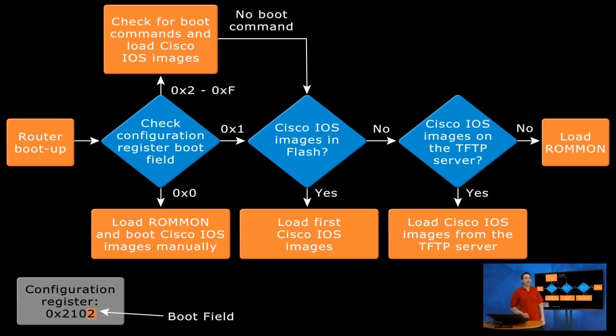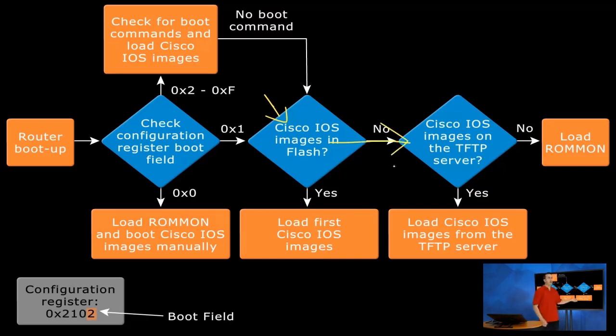So let's say we had a value of 1 or 2 through F. And now we're over here. If we find the operating system image, if we find it, load it. It's as simple as that. What if we don't find the operating system image? Ooh, okay. If we don't find the operating system image, we're moving down here now.